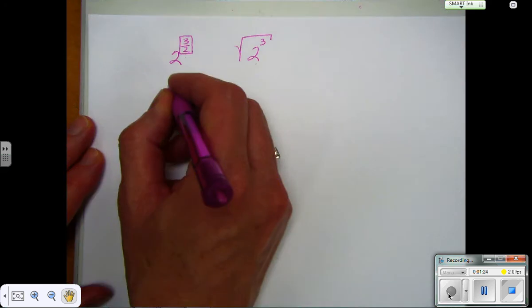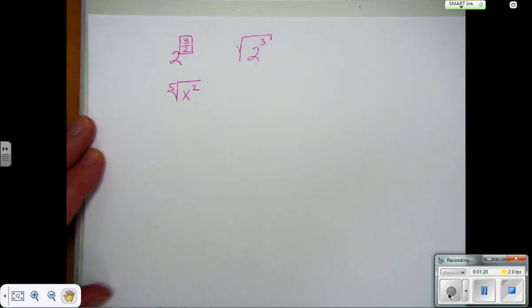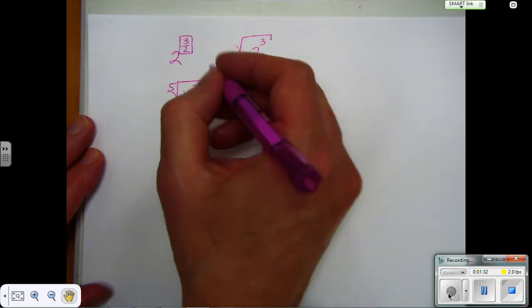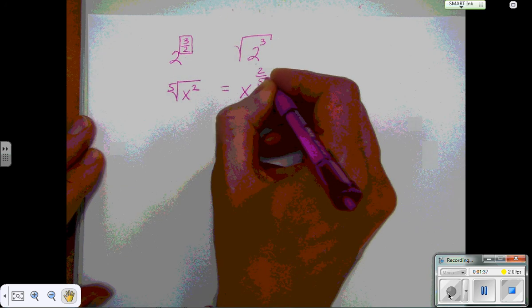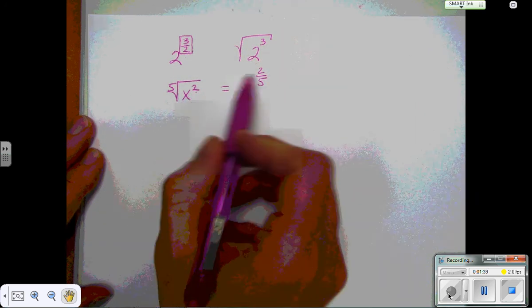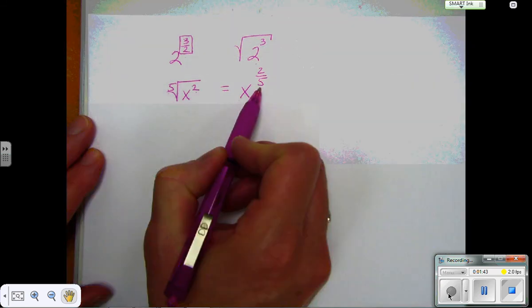So the rational form, if I were to write the fifth root of x squared, that's in radical form. So the rational form would be x to the 2 over 5. So the power goes in the numerator, and the index of the root is your denominator.